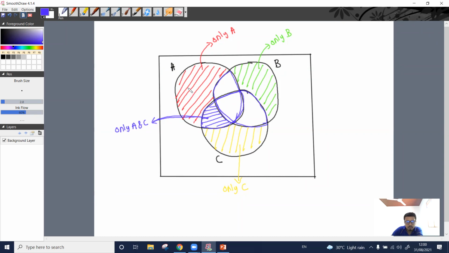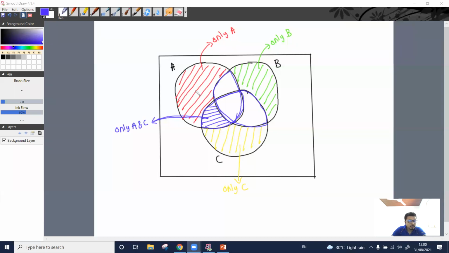This is the area that belongs only to A and C. Area belongs only to A and C, yeah? A and C.